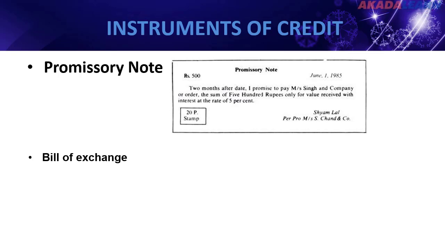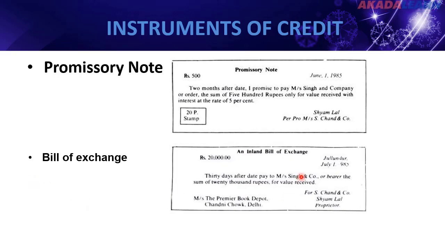Now, this is a sample of an internal or an inland bill of exchange. It shows it is written on the 1st of July 1985. It says, 30 days after date, pay to Miss Singh and Co. or bearer the sum of 20,000 rupees for value received. So this was issued by the seller to the creditor.